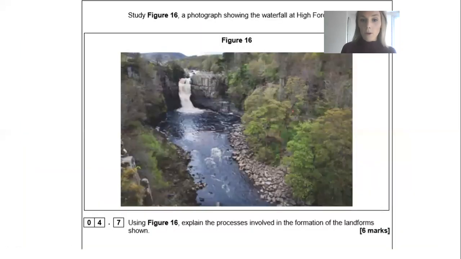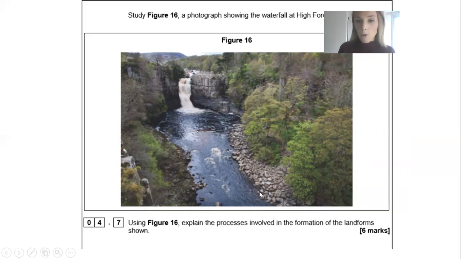So, to answer this question, you need to explain how hydraulic action, abrasion, and traction are responsible for the formation of a waterfall and a plunge pool in this photograph. You may also comment on the fact that the waterfall will retreat upstream over time, causing a steep-sided valley known as a gorge to form.